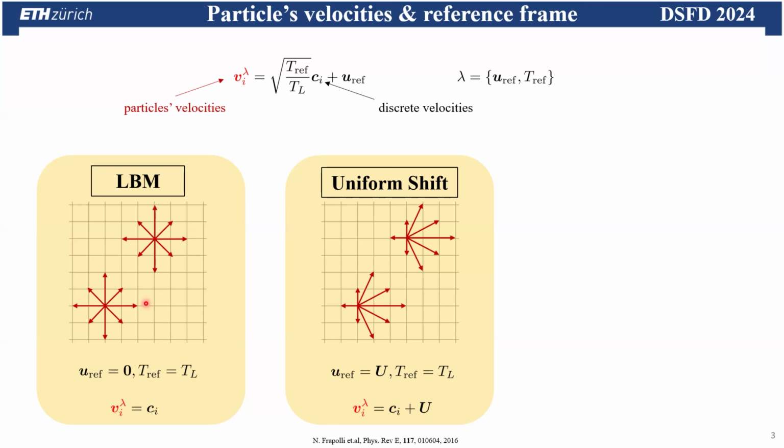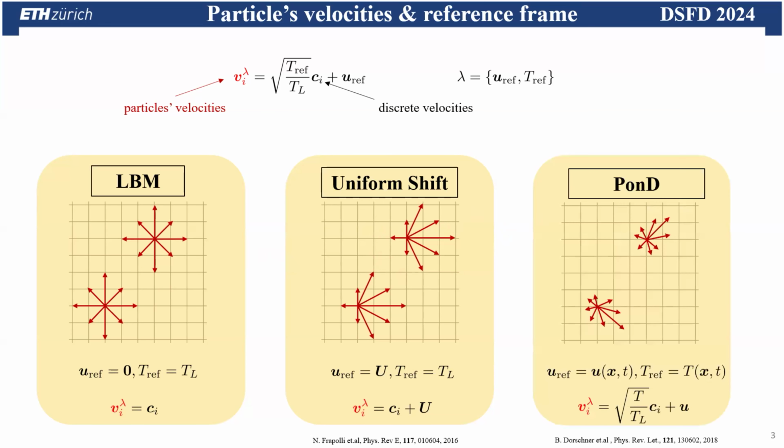For example, shifted lattices were introduced by Frapolli, and this amounts to a uniform velocity shift in the entire domain. This works well for unidirectional flows, but in general it fails for generic situations with strong variations in flow velocity or temperature. A natural approach to avoid these limitations is to relax the use of a fixed frame and instead use a variable one adapted to the local flow conditions. This adaptive reference frame is the core idea of the PonD method.